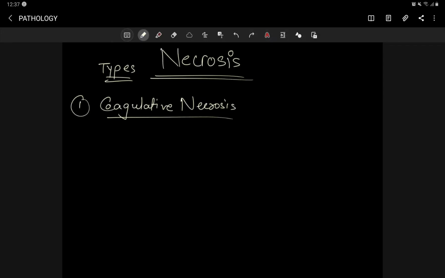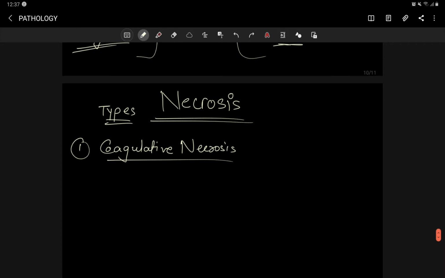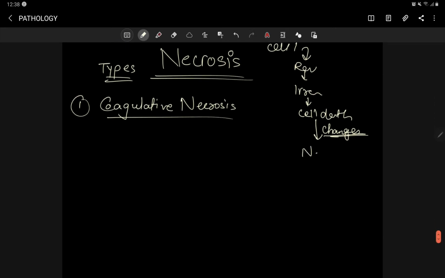Let's talk about necrosis. So what is necrosis first of all? First of all, what happened? Cell injury happened, then it passed from the state of reversible injury, then it crossed irreversible, and then it led to death, cell death. Now see, after the cell death, the changes which are going to be taking place, this is known as necrosis.